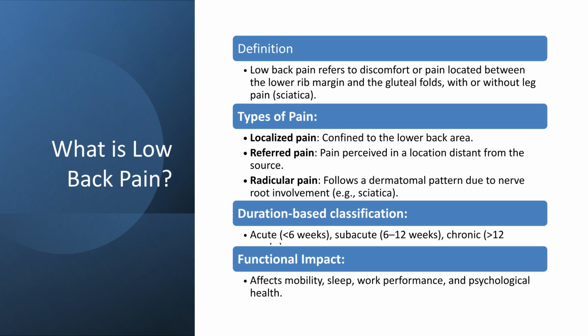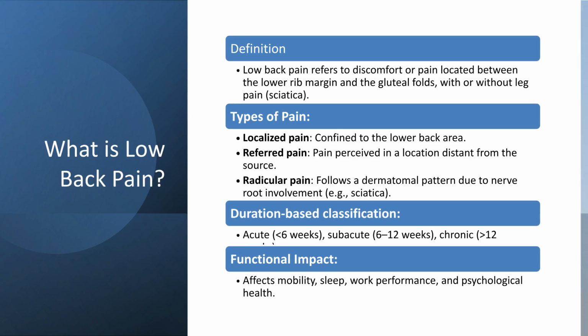Low back pain is discomfort between the lower rib margin and gluteal folds. Pain types include localized, referred, and radicular pain, such as sciatica. It is classified as acute, subacute, or chronic based on duration and impacts mobility, sleep, work performance, and psychological health.